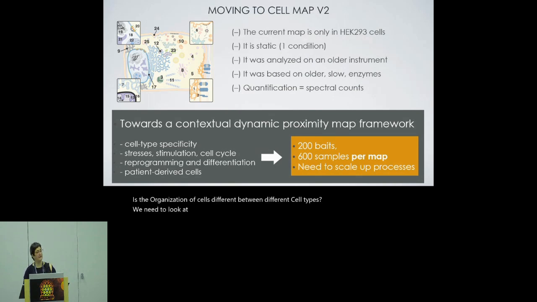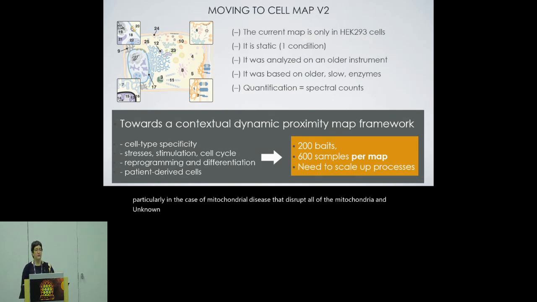How do stress, stimulation, cell cycle, reprogramming, and differentiation alter the organization of all of those proteins inside the cells? And we also need to know whether we have essentially a predictive value from looking at patient cells, particularly in the case of mitochondrial disease that disrupt all of the mitochondria in unknown ways.